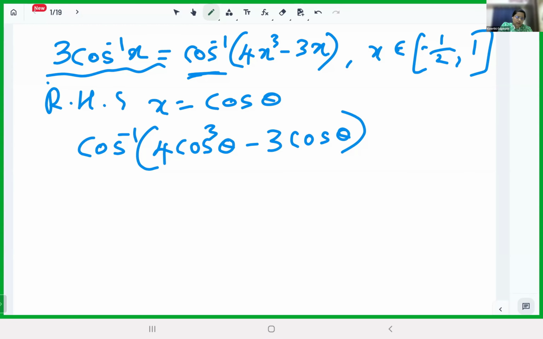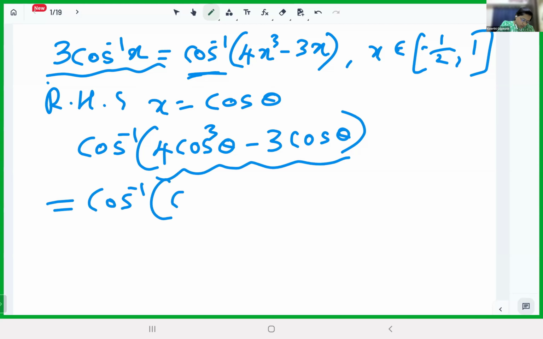Cos inverse x, I am taking x is equal to cos theta. So, starting from the right hand side, I am putting the value cos theta in the place of x. Cos inverse of 4 cos cube theta minus 3 cos theta. Do you remember this identity in trigonometry? It is nothing but cos 3 theta. So, cos inverse of cos 3 theta.